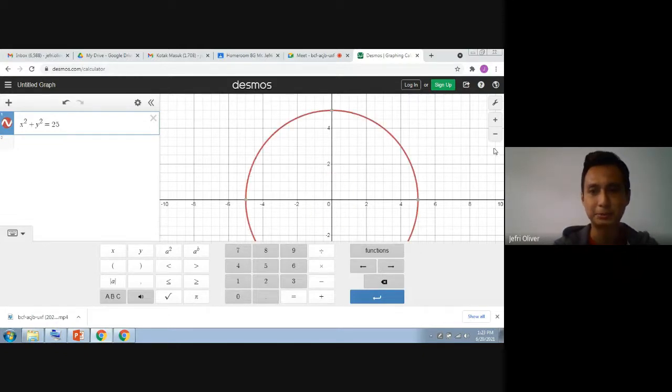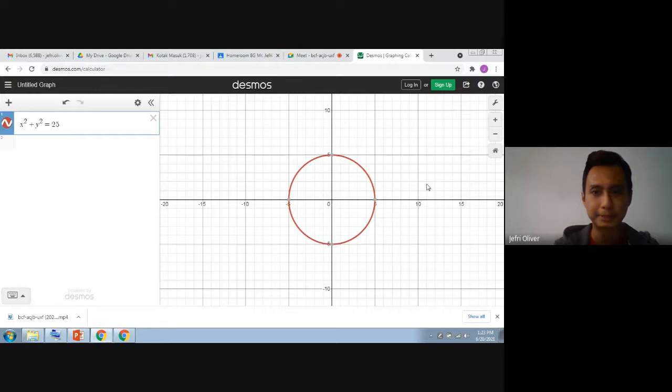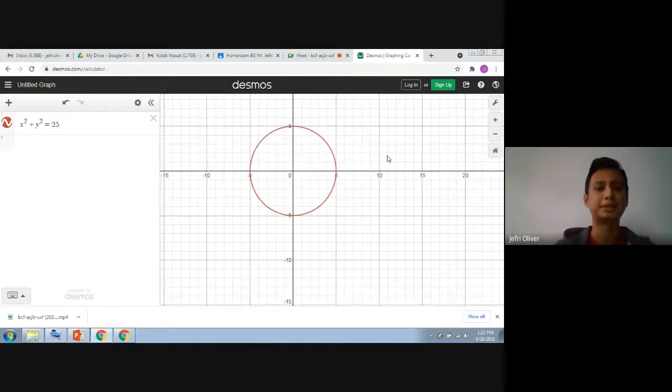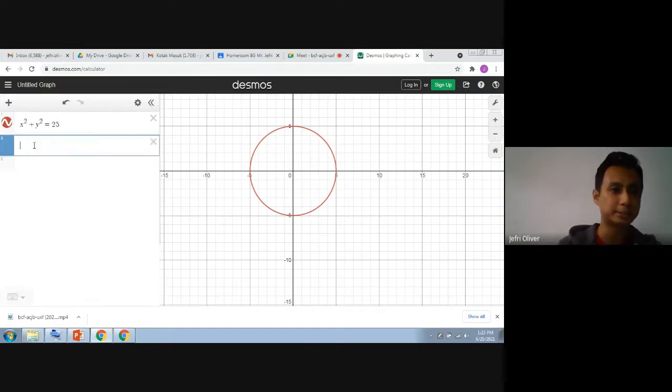Right. So we can zoom out the picture. So this equation is the equation of the circle with the center at 0, 0 and the radius is 5 units. And now the next step, I would like to make the eyes. The eyes, of course, will be a smaller circle.